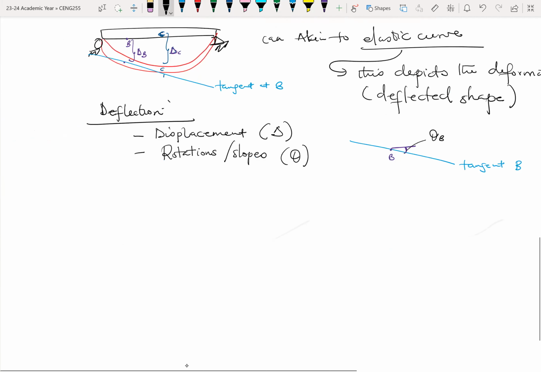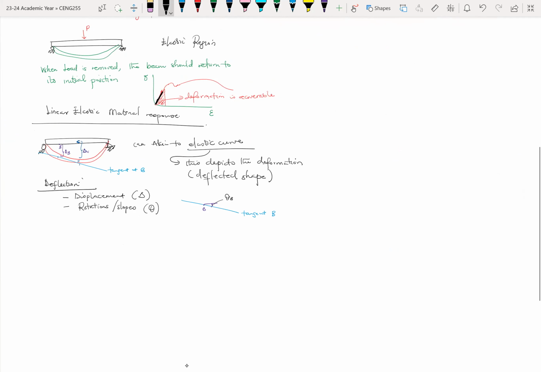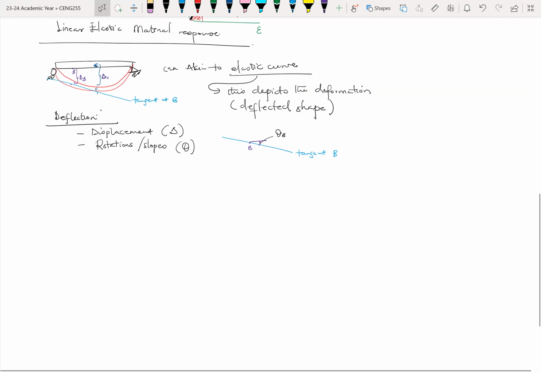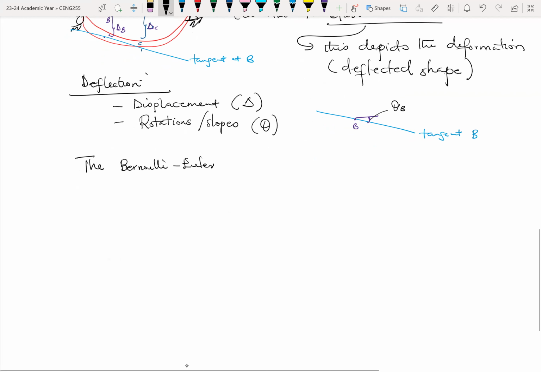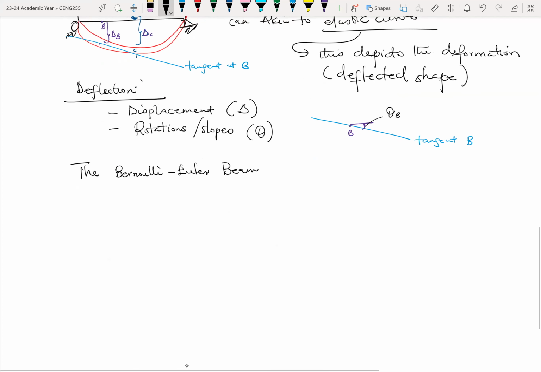So how do we calculate this displacement? How do you calculate all of these rotations and all of that? To do that, we have a few terms that we look at. So we have to look at what we call the Bernoulli-Euler beam theory. I'm pretty sure you guys have heard about Bernoulli from your fluid mechanics class.